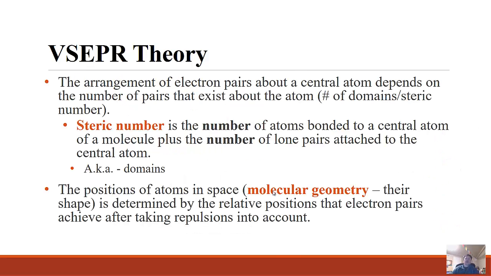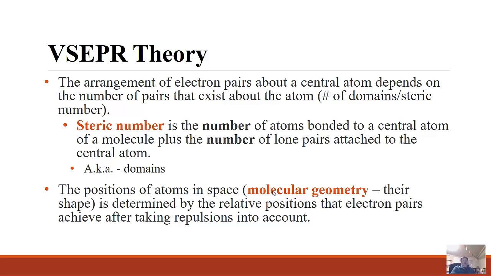Okay, so what we see is that when we do VSEPR theory, we're going to arrange these atoms around a central atom, and it depends on the pairs of bonded electrons and the number of lone pairs. What we're looking at is what we call the steric number, which is also known as domains. Steric number or domains is how many things are attached to that central atom, and that includes lone pairs. Okay, so two atoms in a lone pair count as one lone pair, and a bond counts as one.